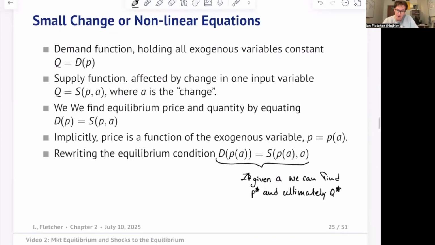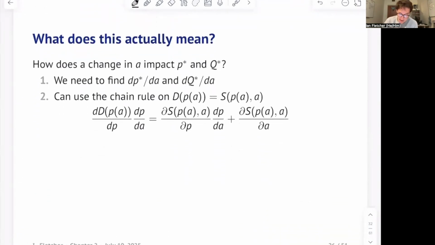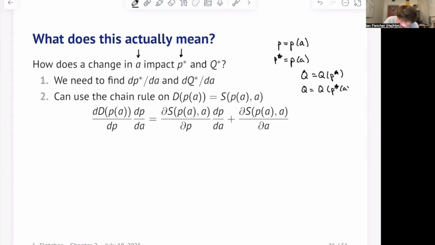So if, given "A" (let's put that in quotes so people aren't asking, given A what?), we can find P star and ultimately Q star. What does this actually mean? Well, this means that A can impact our P star, because we know this. And if P star is given A, then ultimately Q is a function of P star as well. So Q should be a function of P star of A, and ultimately A impacts both of these.